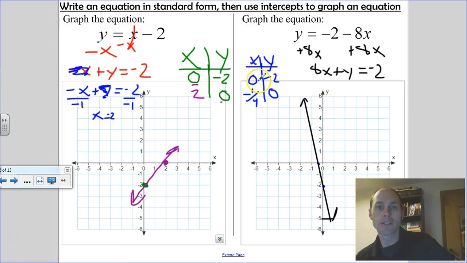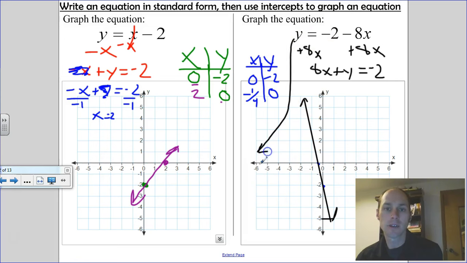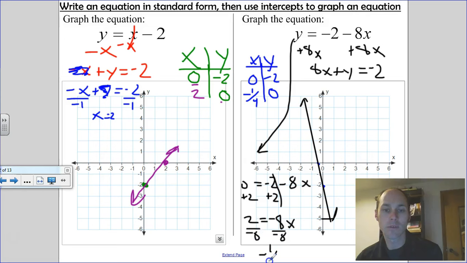Okay, so just recall that you need to plug in 0 for x to find the y-intercept. And if I do that, I get negative 2, or plug 0 in for y. And then we need to solve for x. So in that case, we'd have 0 equal to negative 2 minus 8x. In order to get x by itself, I need to add 2. And then I have 2 equals negative 8x. And then divide by negative 8. Therefore, we get negative 1/4.